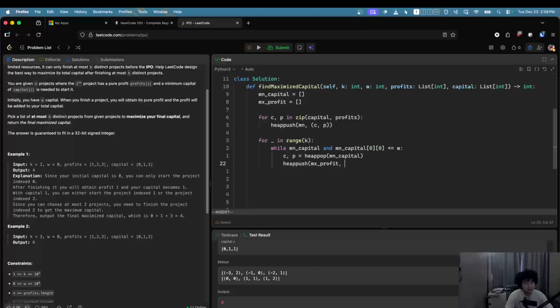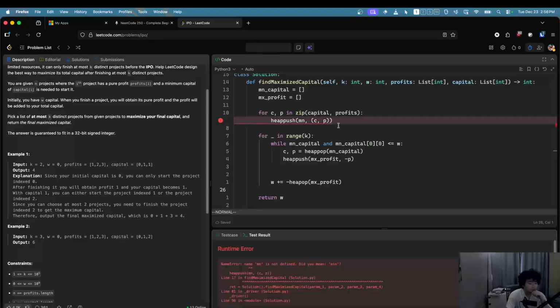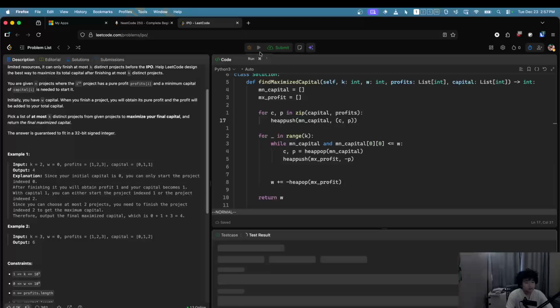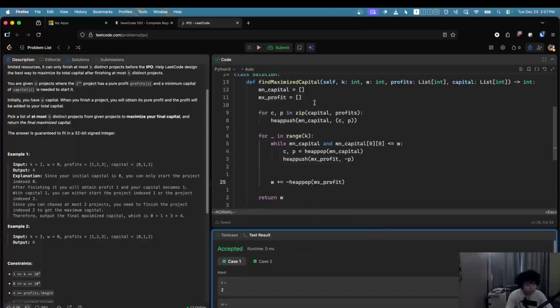So profit heap push. That's going to be the profit. We're going to negate it because we need to do that. And then that's it. And then we'll just do this right here. Negate the P, and then return W. Oh, no, not P. Heap pop the max profit. Like that. I think that should work. Min capital, max profit heap pop. Yeah, that should work, I think.